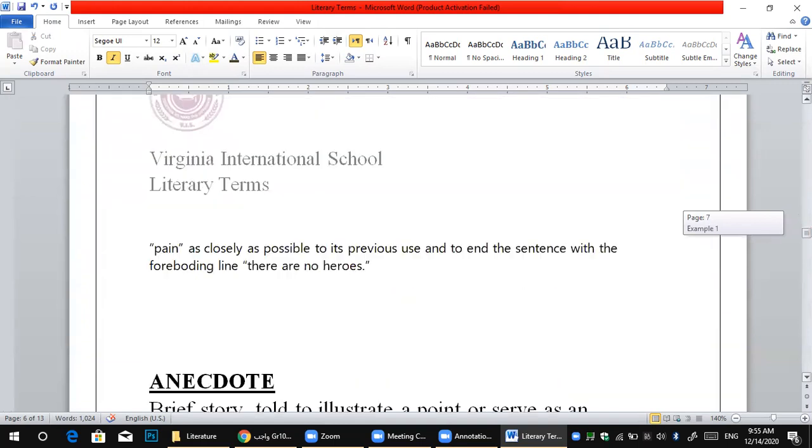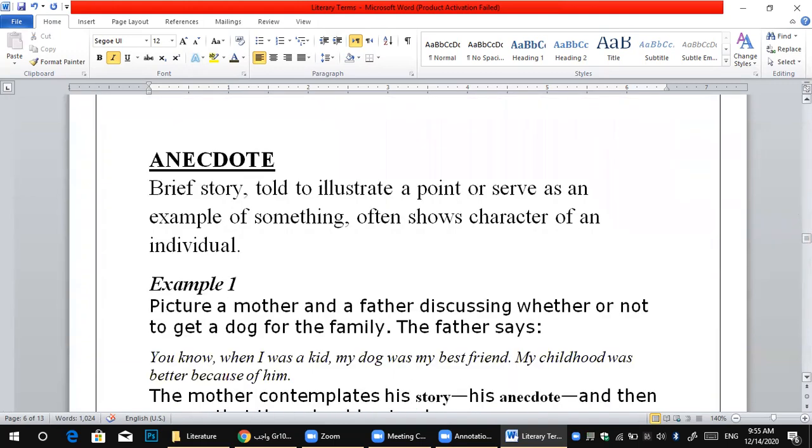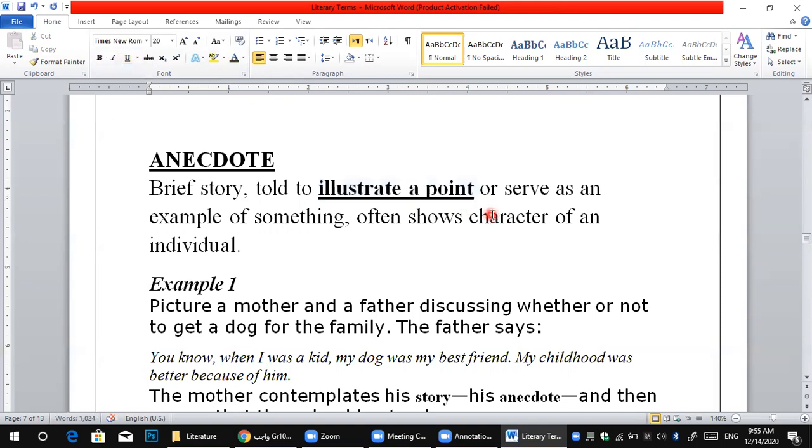After that, we have something called anecdote. Anecdote means a brief story told to illustrate a point or serve as an example of something. It often shows the character of an individual. So here, with an anecdote, we apply a personal story to emphasize or to illustrate a point you want to deliver to the reader, to the listener, to the audience.